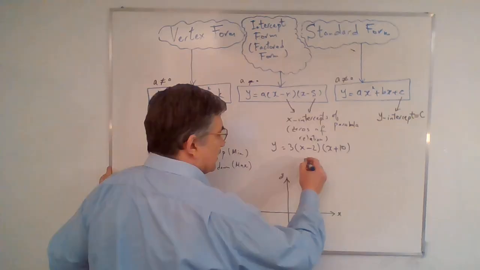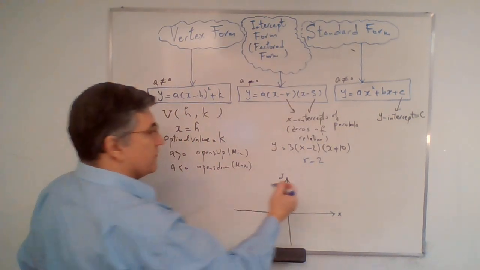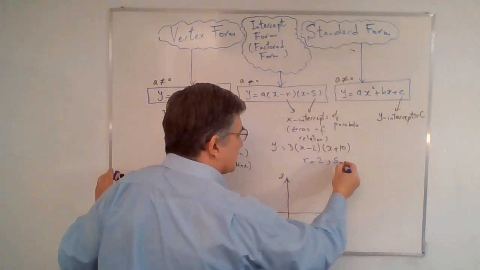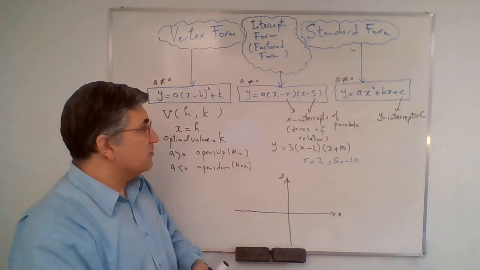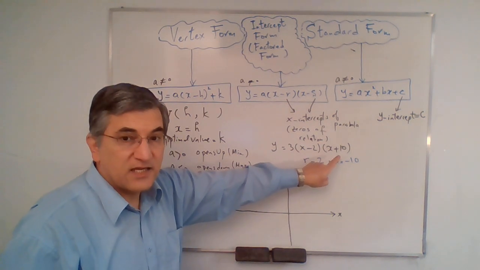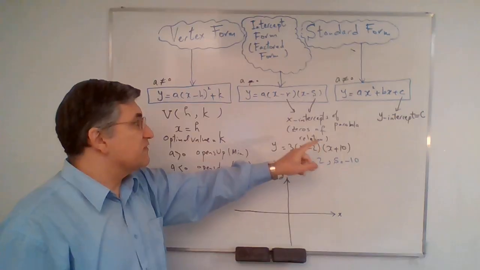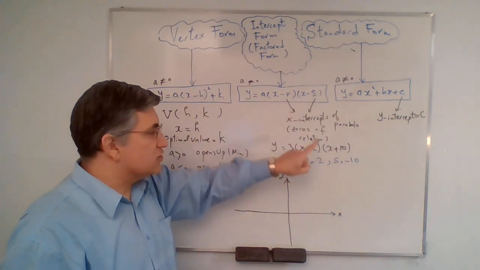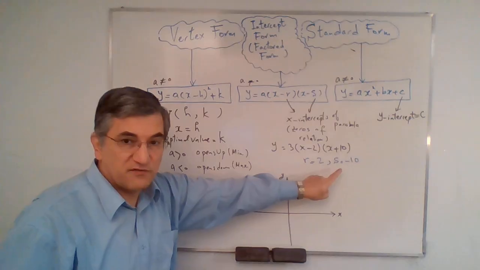So here I would say r is equal to 2. What stands for r in the formula is 2. And what stands for s is actually negative 10, because the formula says x minus s. I don't have x minus 10. I have x minus minus 10, which is x plus 10. So that means that what stands for s is not positive 10, but instead it is negative 10. You have to be careful about this.